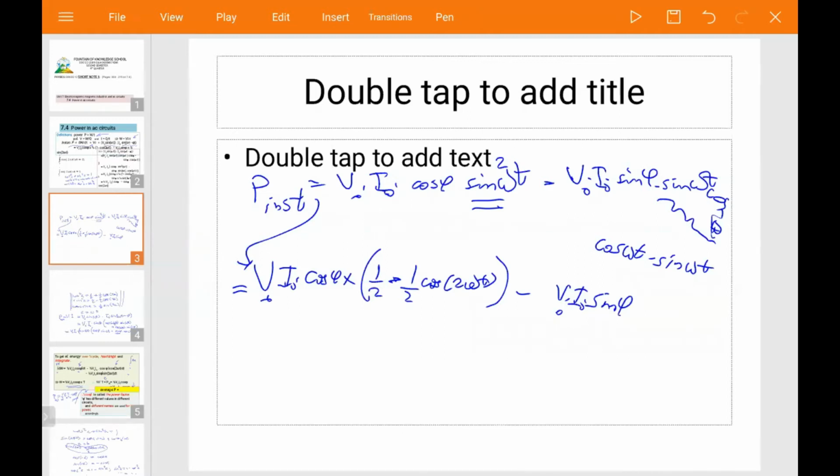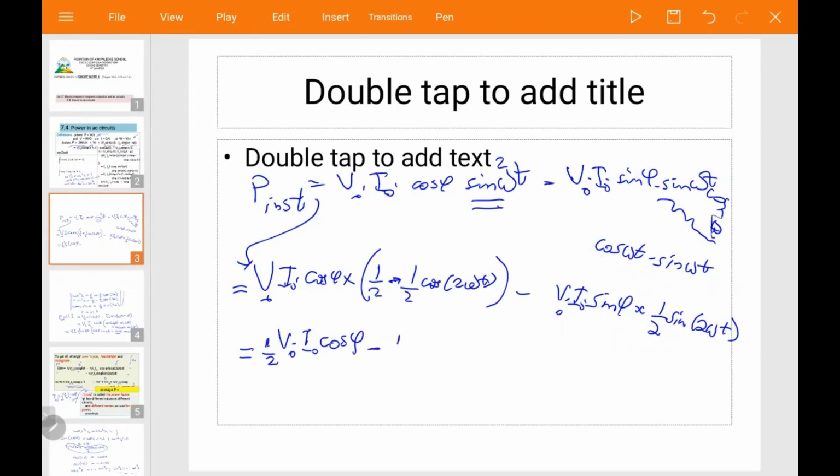Once you have a fixed phase angle, that doesn't change with time. Just like V0 I0 is a constant, so you can put it at the front as a factor. So I have cos omega t sine omega t, and that we said is equal to a half of sine of 2 omega t. I have three terms now. I'll take out a half at the front. I get a half V0 I0 cos phi along. There is a minus sign here.